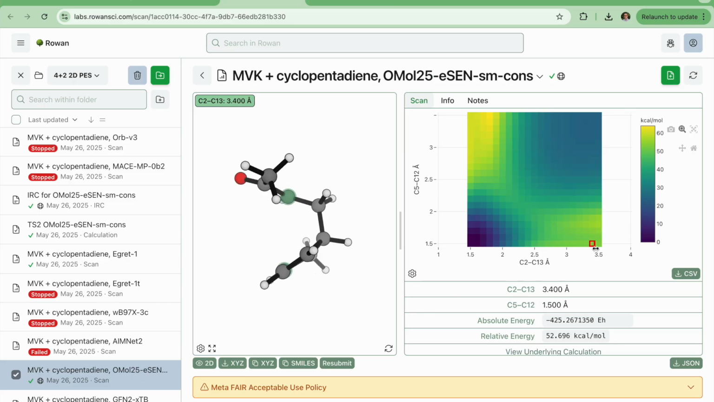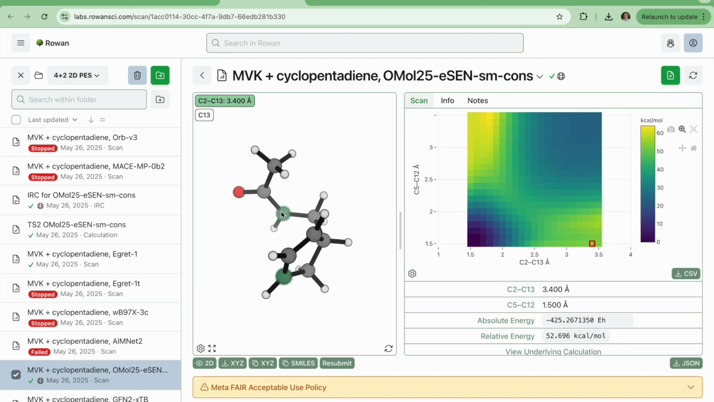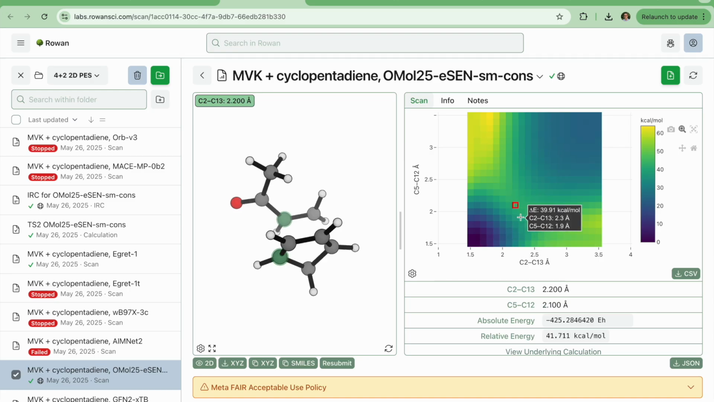And same here. So this is obviously less unhappy because we can stabilize the anion and form an enolate here. But this is still a reaction which would much rather be concerted and not stepwise. So this is what a two-dimensional potential energy surface lets us see.